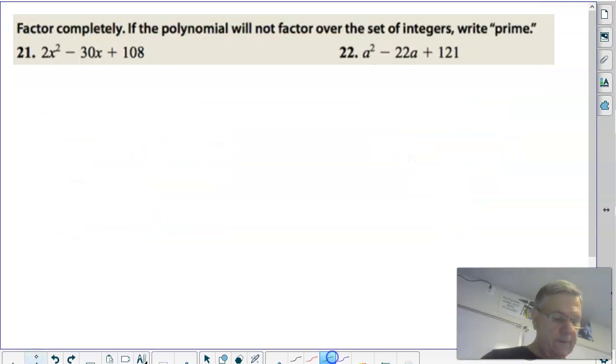All right, one more. Let me check here real quick. Hold on there. 21 and 23. Okay, let's do 21 again.